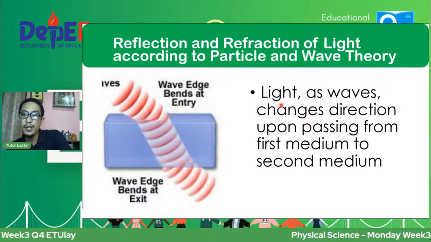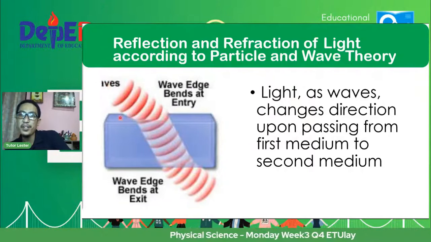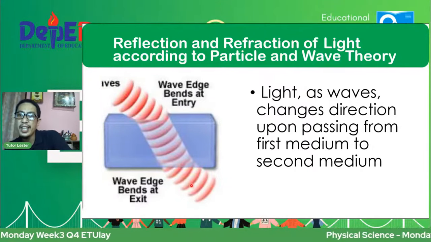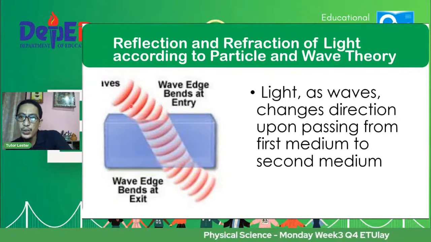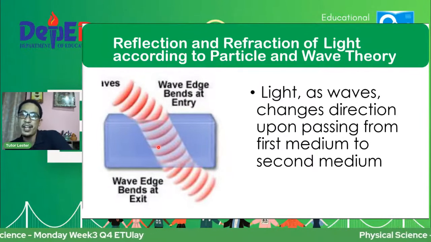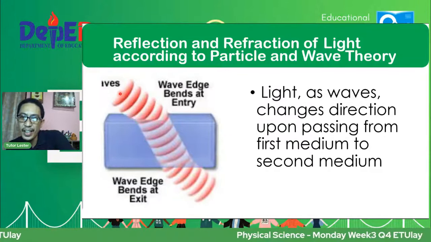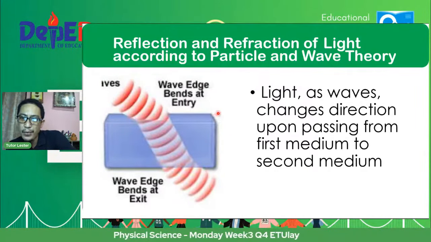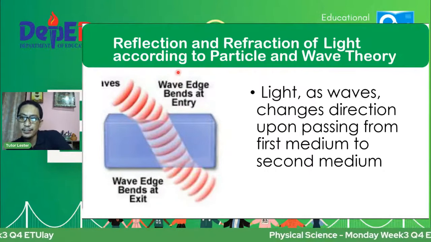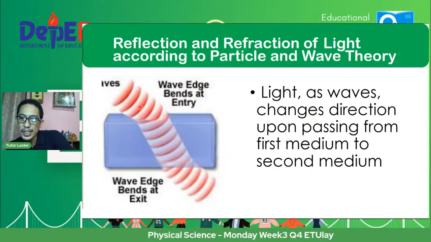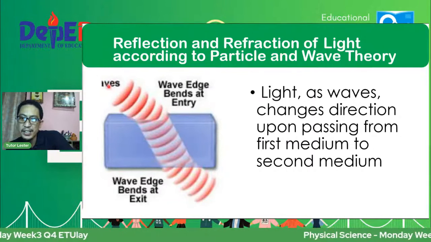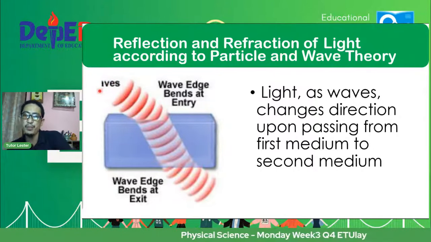Light, as a wave, changes direction upon passing from the first medium to the second medium. Let us say the first medium is air and the second medium is water. A small portion of each angled wavefront should impact the second medium before the rest of the front reaches the interface, the boundary between the second medium and the first medium. This part will travel along the second medium while the rest of the wave is still traveling in the first medium.